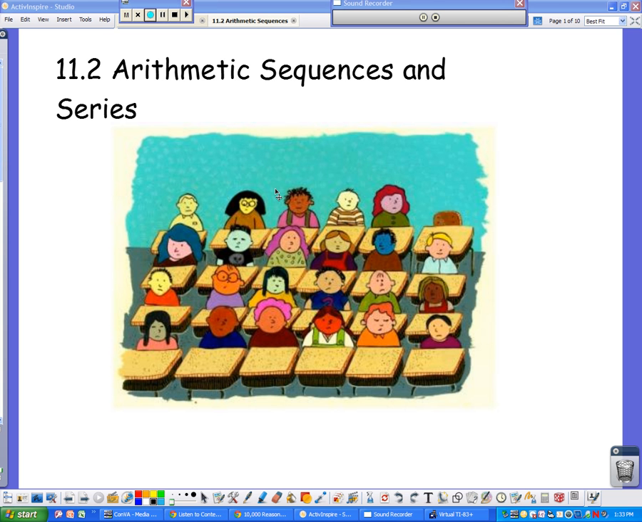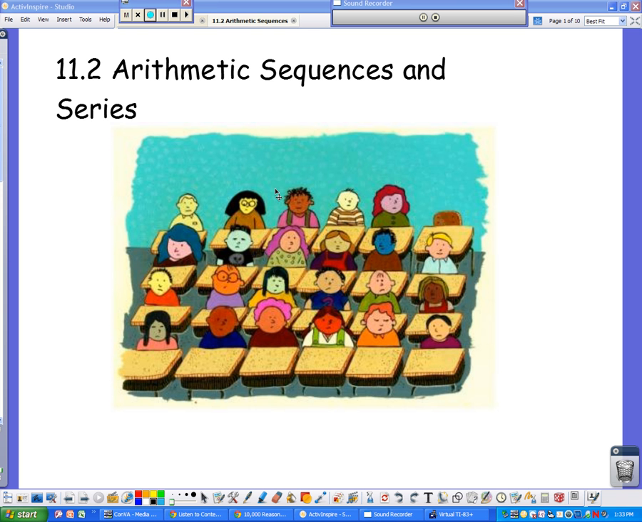All right, lesson 11.2 is arithmetic sequences and series. Now remember, in the last lesson, we learned that a sequence is just a series of numbers that follow a pattern. A series is when you actually take that sequence and add the numbers up.